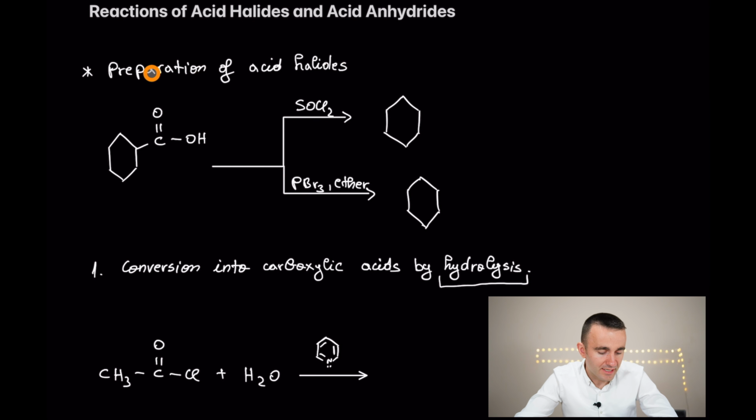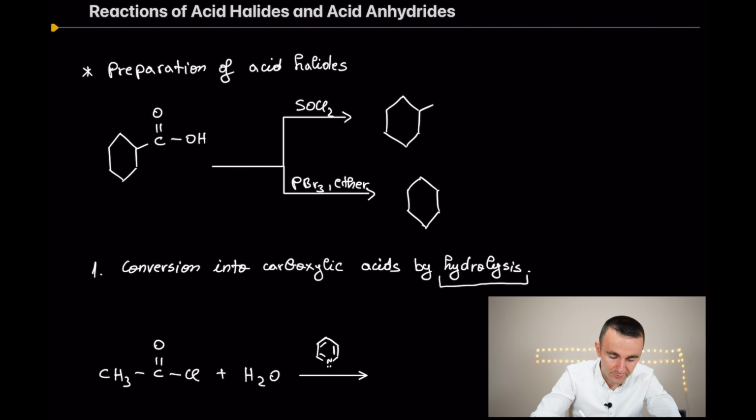Let's continue now with the reaction of acid halides and anhydrides. First, we are going to start with preparation of acid halides. You can start from carboxylic acid with thionyl chloride or phosphorus tribromide in ether. So in both cases, you are going to yield acid halides. One case chloride, one case bromide.